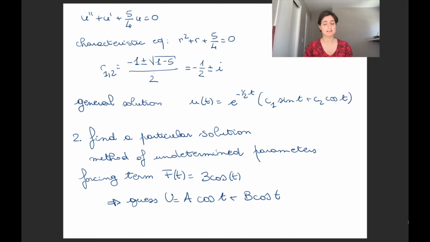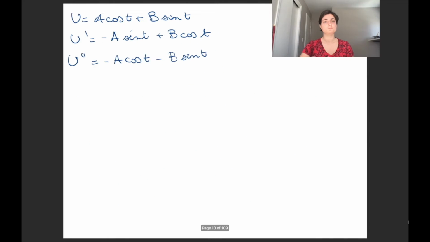We guess that our particular solution should be a linear combination of cosine and sine. There is a typo on the slide: one of the two should be a sine, and here b is associated with the sine. So we start with the guess that this particular solution u should be of the form a cos t + b sin t. And we take the first and the second derivative. Sines and cosines, we know how to do that.